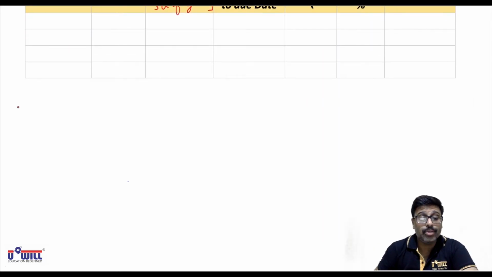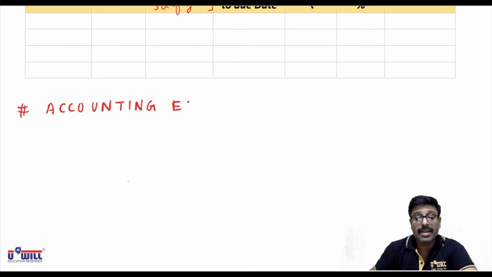Give the heading in your notebooks, accounting entries. How to pass the accounting entries for bills and discount income, we will understand it. And they will be asked in your practical questions also. So all of you give the heading accounting entries.